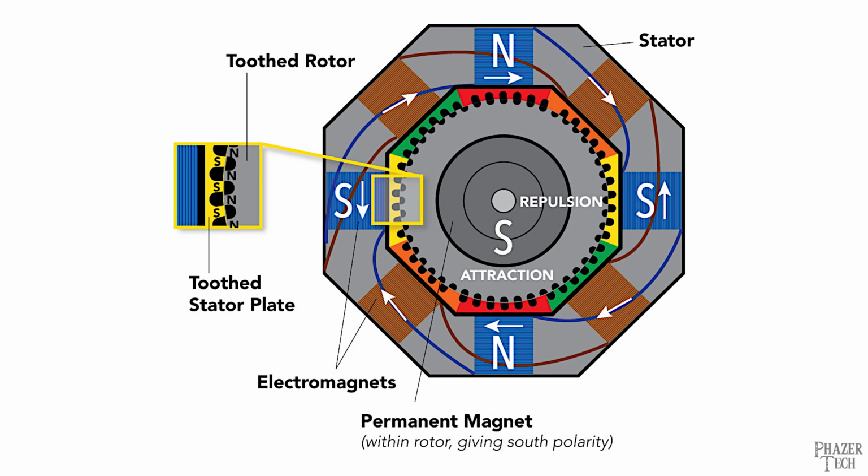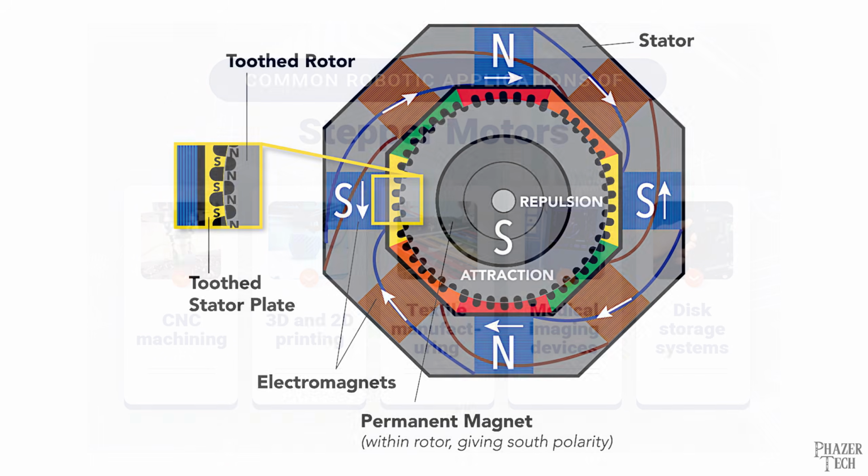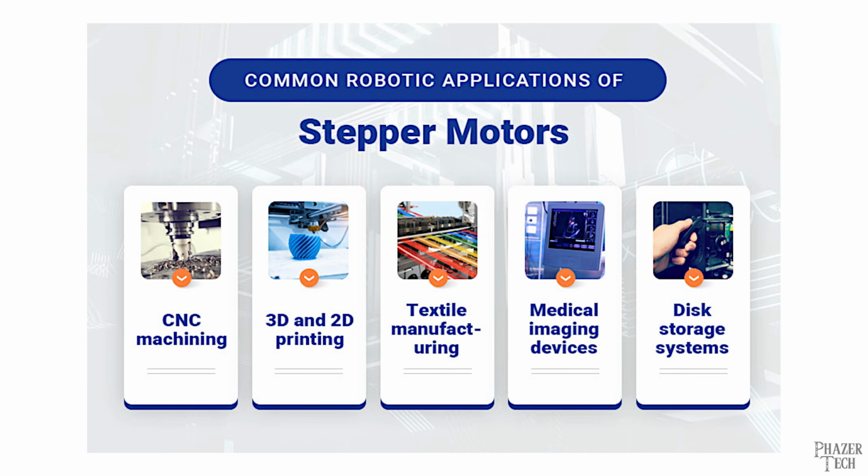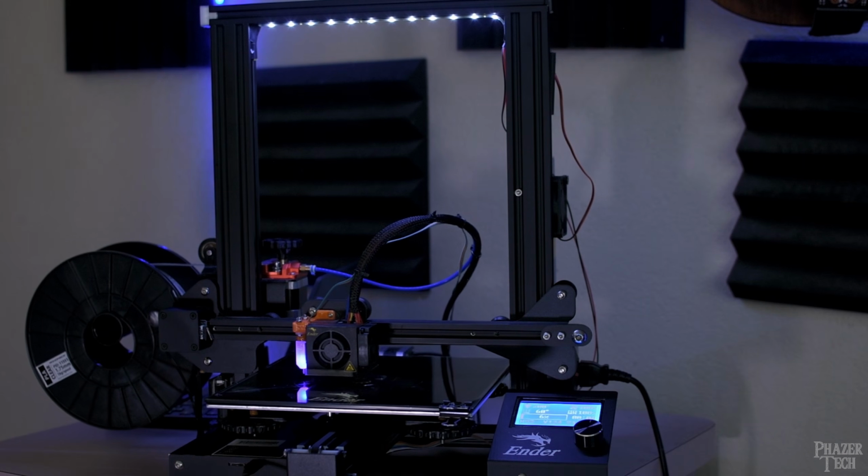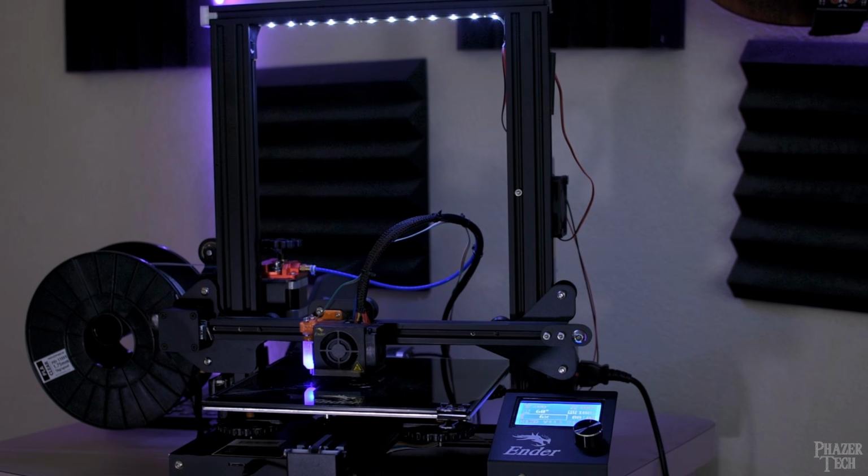It's also possible to position the rotor in the middle between two teeth using advanced control techniques such as half-stepping and micro-stepping. Stepper motors are used in a wide range of applications including robotics and industrial applications. But another application you're probably familiar with is 3D printers.